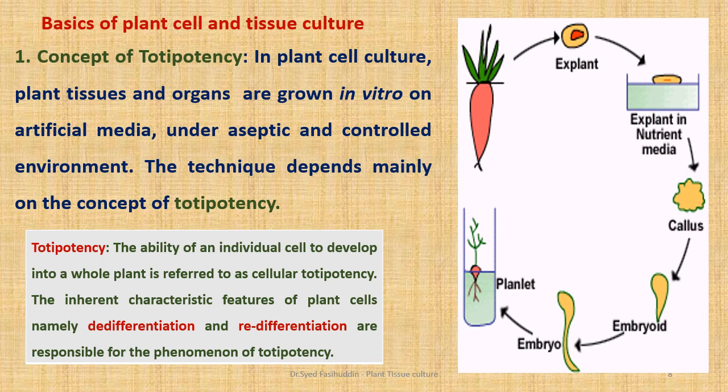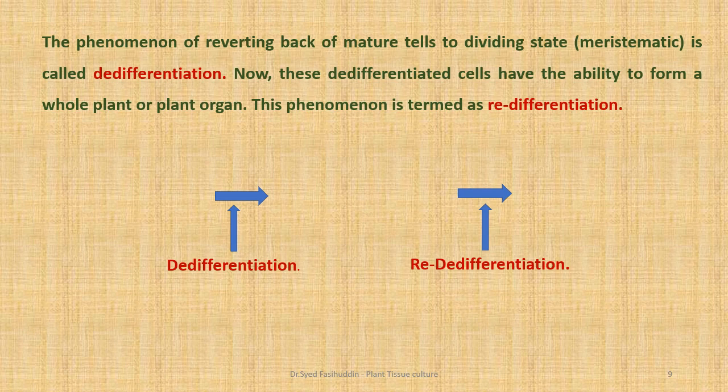This is the diagrammatic representation of totipotency. Plant, explant, explant on nutrient media, here callus formation, then embryoid formation, then embryo formation, and lastly plantlet formation. The phenomenon of reverting back of mature cells to dividing state or meristematic state is called dedifferentiation. Now, these dedifferentiated cells have the ability to form a whole plant or plant organ. This phenomenon is termed as redifferentiation.